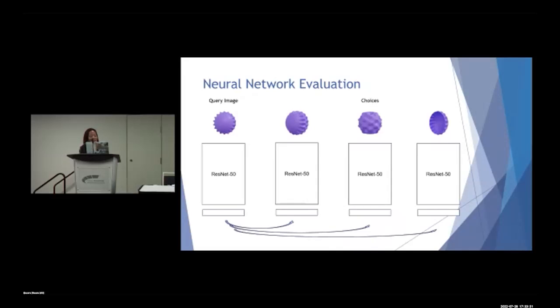For neural networks, we take image features from the query image, which would be the static limited viewpoint, and then we compare those image features with the choices we have. Whichever option has the highest cosine similarity would be reported as the model's choice.